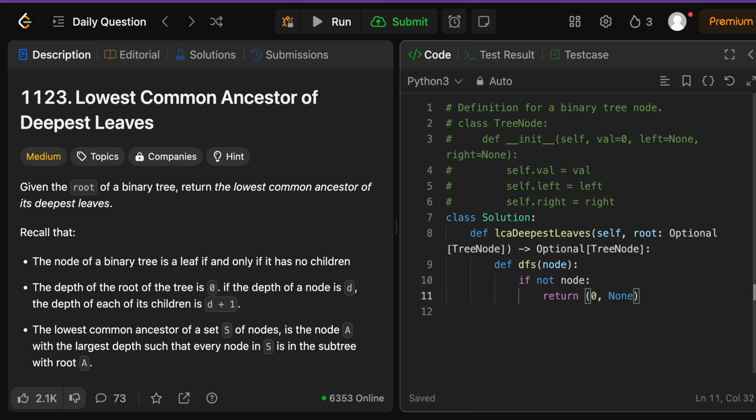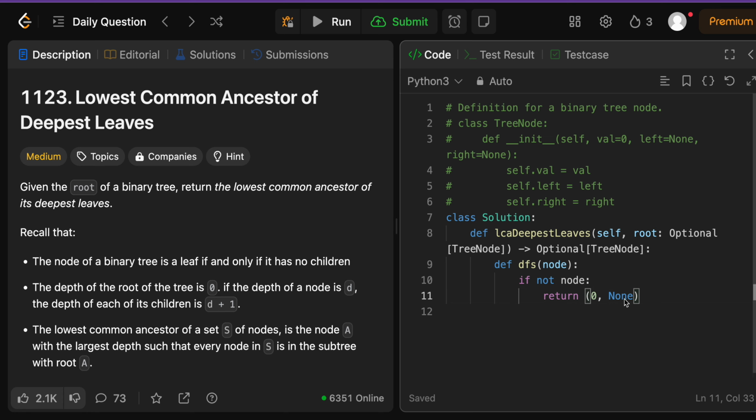None is basically that node itself, because if we're in this conditional, we're confirming that the node is invalid, or in other words, it's null. If it's null, then we want to return a depth of 0 and None. That means we reached a leaf node's child, so we have to return 0, None. Why? Because that's indicating that we have a depth of 0 and we don't have any LCA for that node, right?